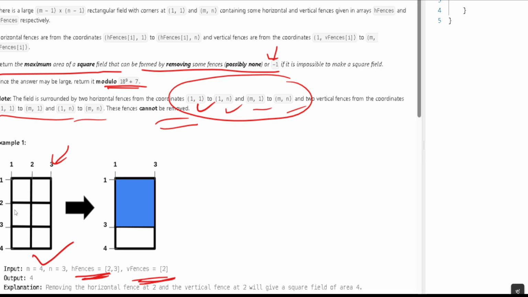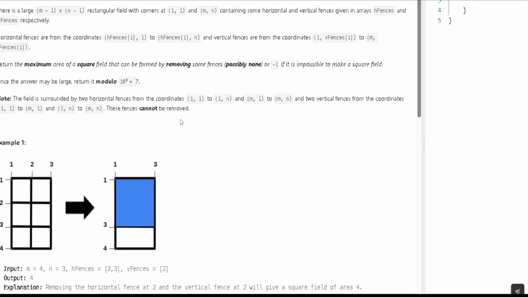So what you need to do: we are allowed to remove these fences, and after removing them we have to form the largest possible square like this, not a rectangle. If the square is not possible, we have to return -1, otherwise return the area of the field, the maximum area of the square field. So this is what we have been given in the question.